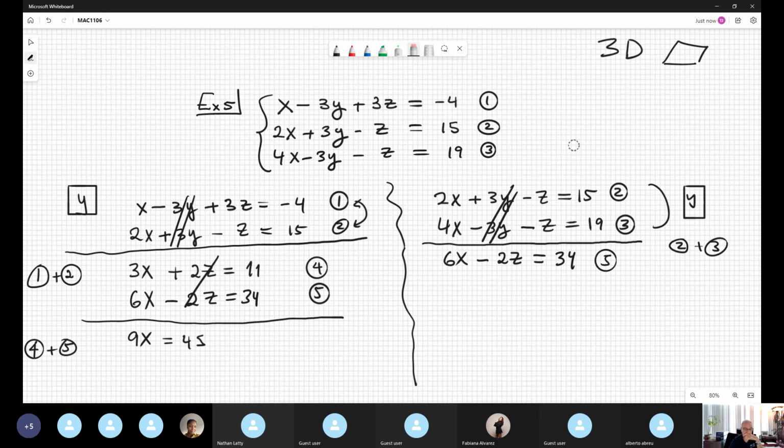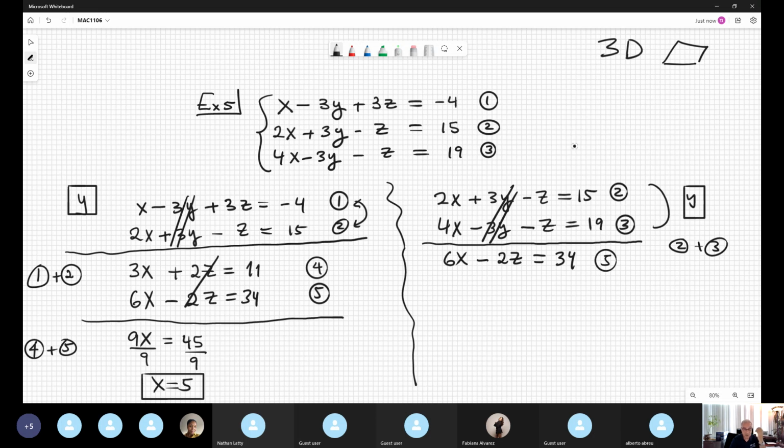45. Now finally, divided by 9 both sides. It's obvious that x is 5. Okay, but see, I have 3 variables. I need to find x, y, and z.